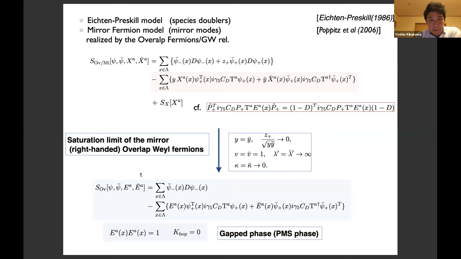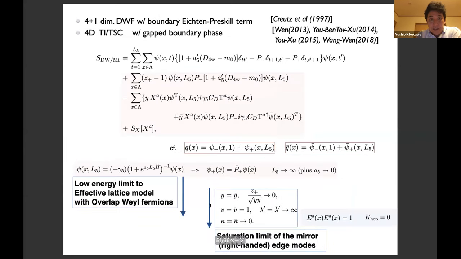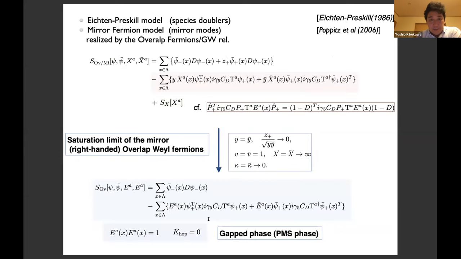This is the effective action, including the auxiliary field. And as I argued, this model is in the gapped phase, all the fields in the right-handed sector are assumed gapped, as I argued. So from the point of view of the topological insulator, this model defines a lattice model of the gapped boundary phase.